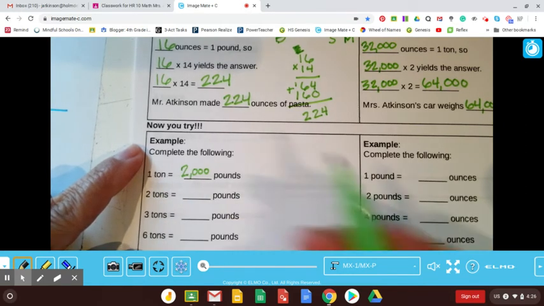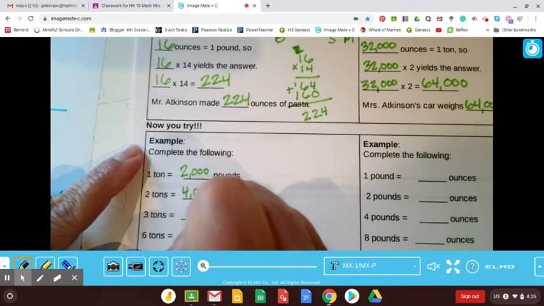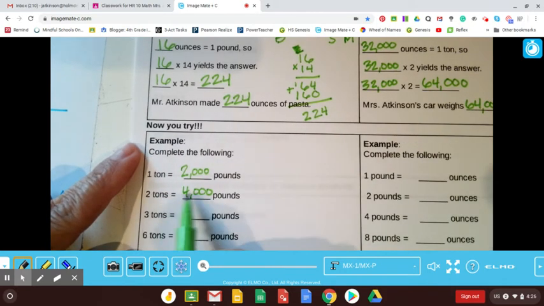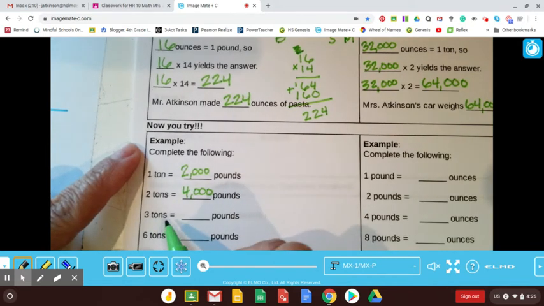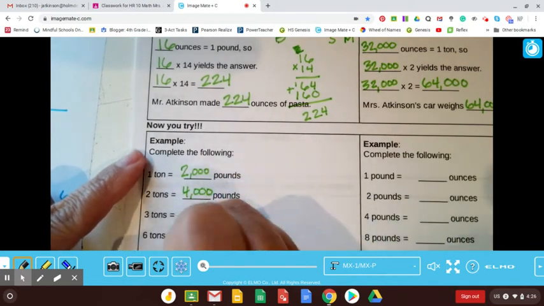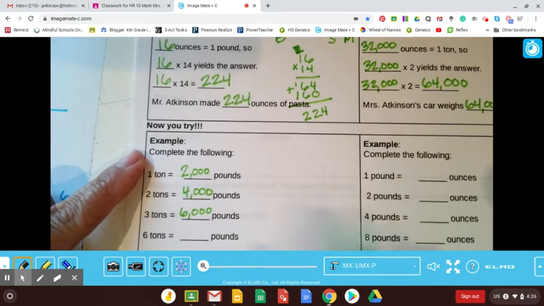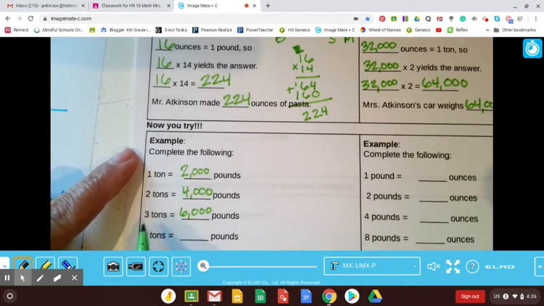Well, I can just double it, right? So that would be 4,000 pounds. And if 2 tons equals 4,000 pounds, how much would 3 tons equal? Well, that would be another 2,000, so it'd be 6,000 pounds. Do you see that pattern? Right, but here we do a jump. Now we're not doing 4 or 5, we're skipping right to 6.